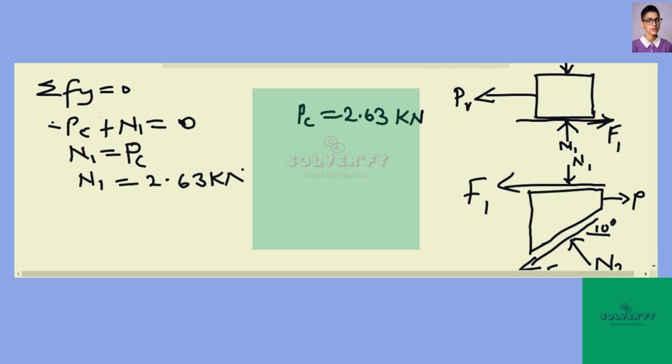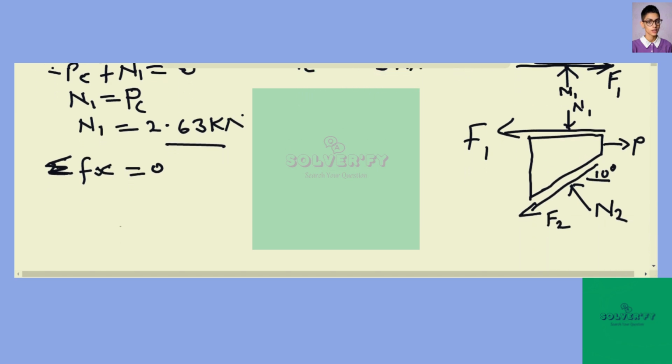Then we'll consider equilibrium in the x direction. The summation of the forces in the horizontal direction is going to be zero, so that we'll have minus Pr, that force going to the left there, plus F1, the frictional force at point 1, being equal to zero, so that we now have F1 equal to Pr.